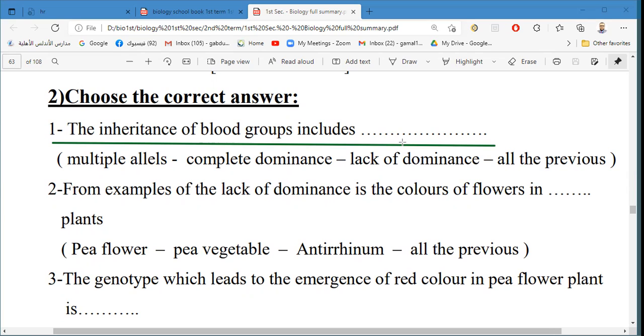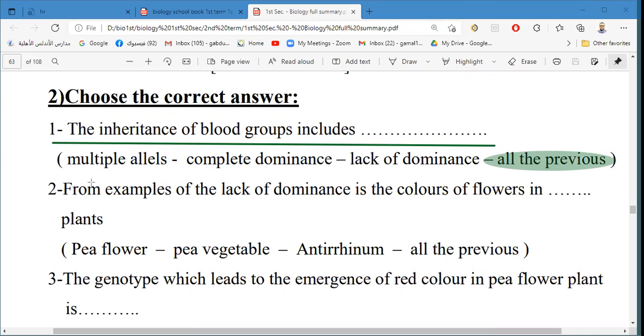Yes, it contains lack of dominance. And also it contains multiple alleles. We have 3 genes, A, B, O. And also we have complete dominance. We have B dominant over O and A dominant over O, and the lack of dominance between A and B. So what is the correct answer? All the previous, okay?